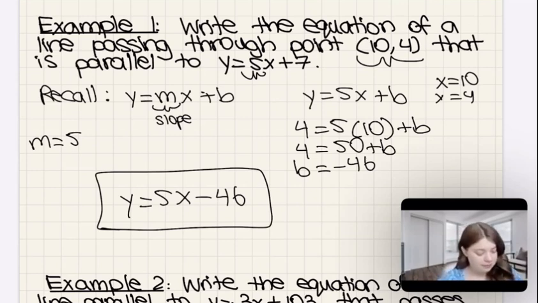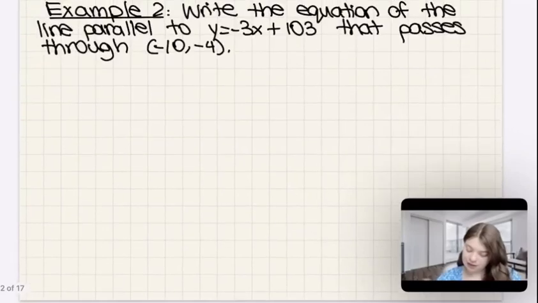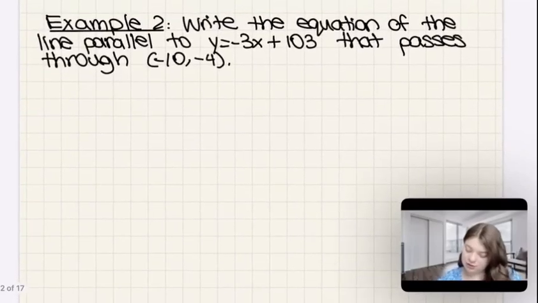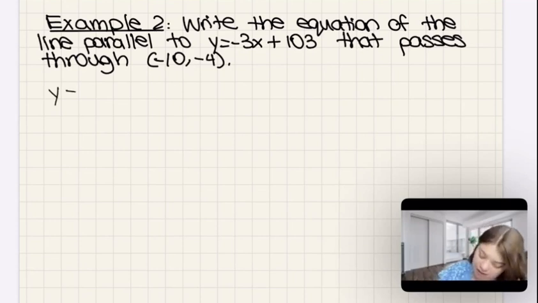All right. The next one, example 2, says, write the equation of the line parallel to y equals negative 3x plus 103 that passes through the point (negative 10, negative 4). So for this one, it's the same idea. What we're going to first do is say, well, the slope of our new line must also be negative 3 because the slopes have to be the same.